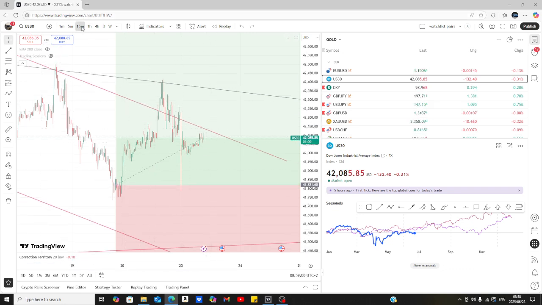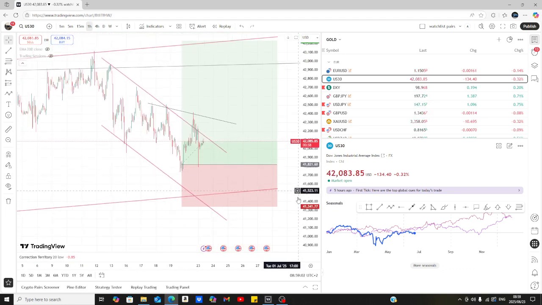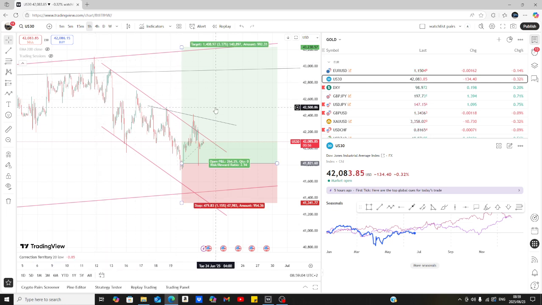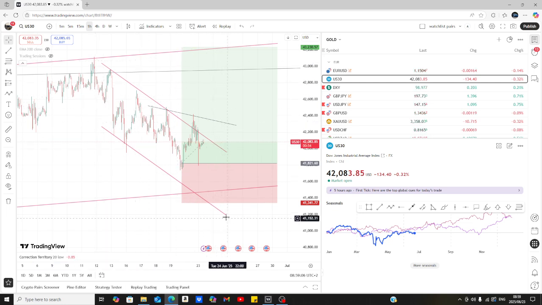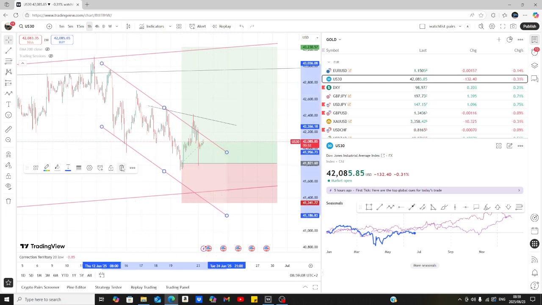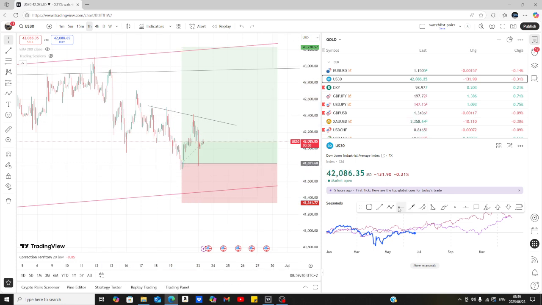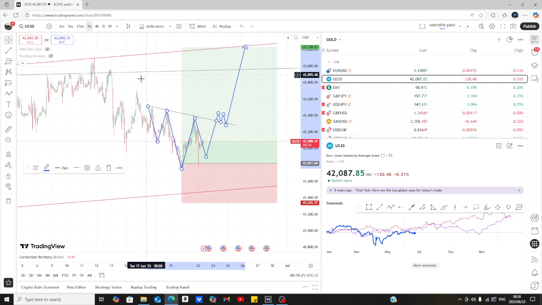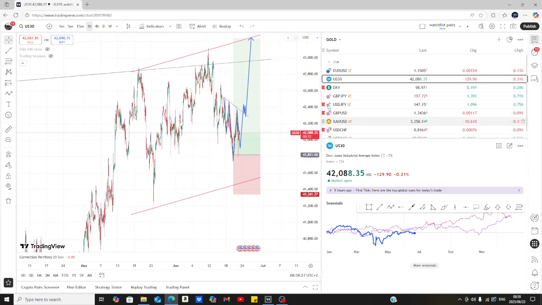So US 30 from last week, it had a move to the upside, and now when I'm looking at this, it looks like a potential inverse head and shoulders. If you can see, this looks like a potential inverse head and shoulders, and if that happens, then it gives us a stronger bias to continue to hold this trade to the upside, at least to the top of this channel.